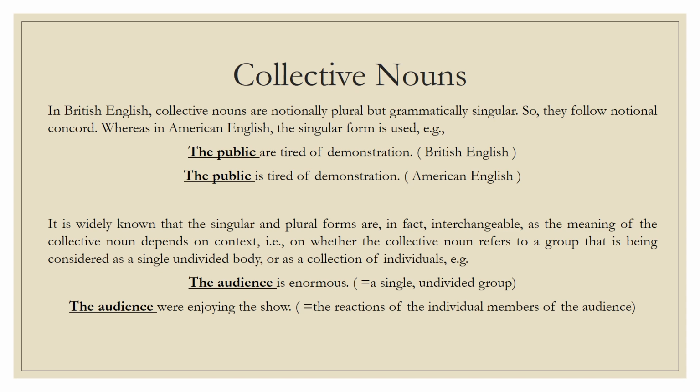So, in British English, they depend on what? They depend on meaning. They say since these collective nouns are plural in meaning, we use plural verbs with them because we consider them as plural. But in American English, they depend on what? Form. They say since they are singular in form, they do not have a plural s, so we consider them as singular nouns, and we use singular verbs with them.